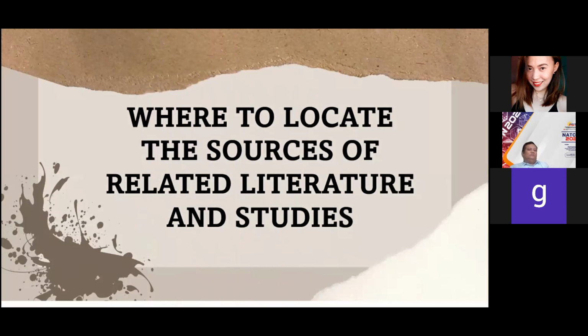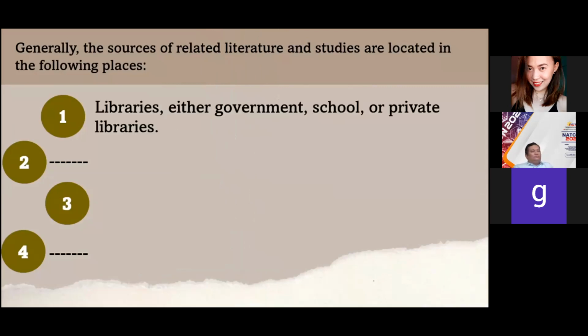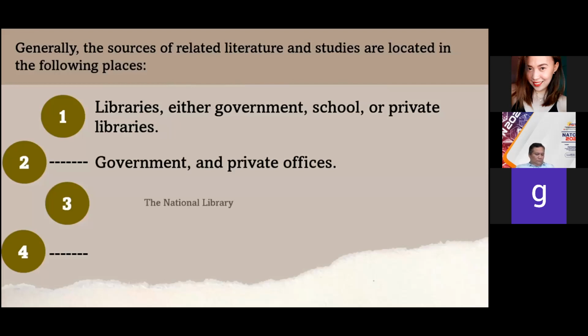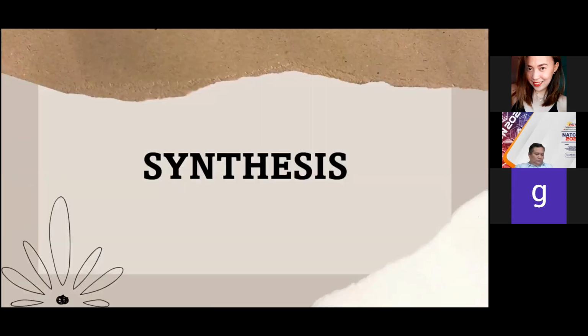Where to locate the sources of related literature and studies? Generally, the sources of related literature and studies are located in the following places. 1. Libraries, either government, school, or private libraries. 2. Government and private offices. 3. The National Library. 4. The Library of the Department of Education, Culture, and Sports.